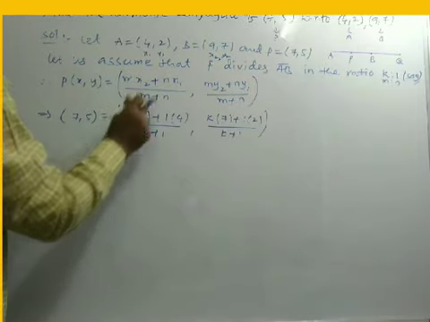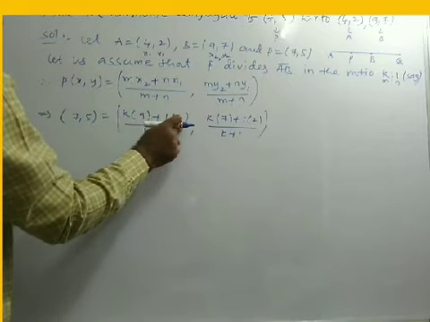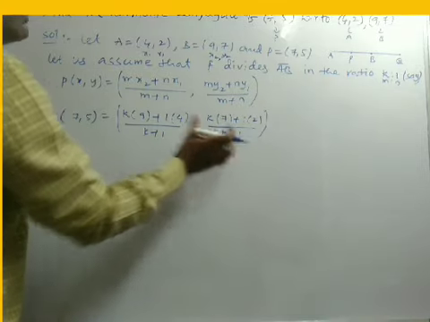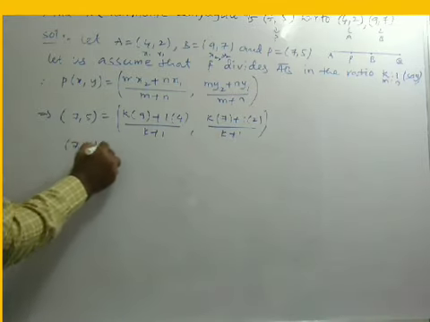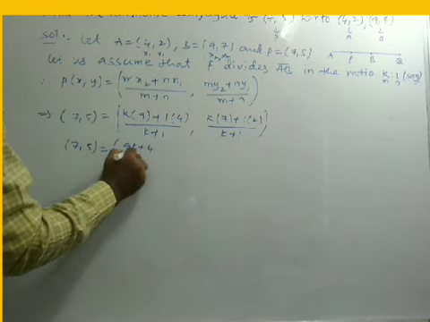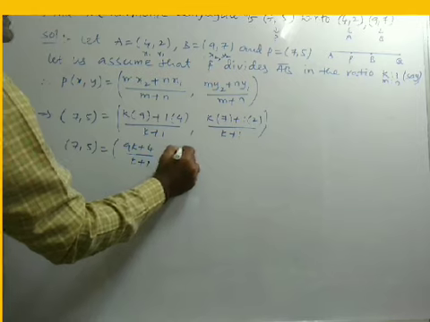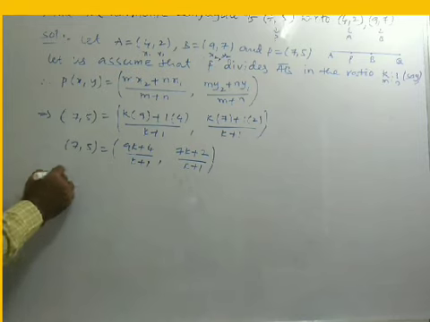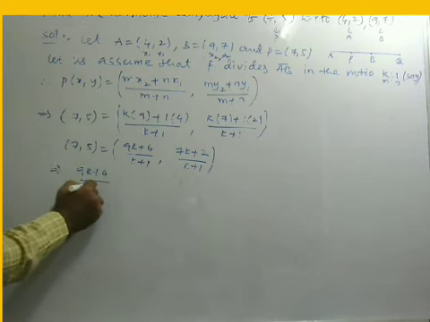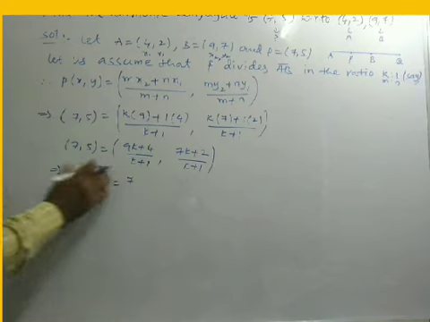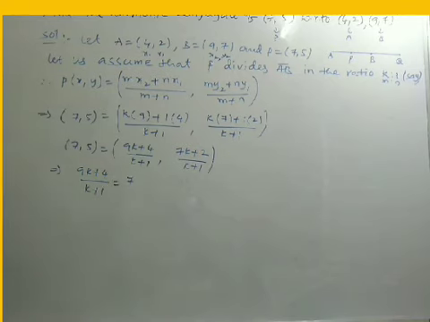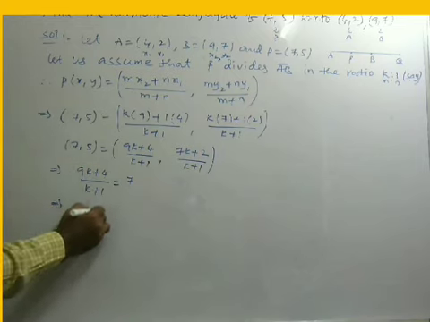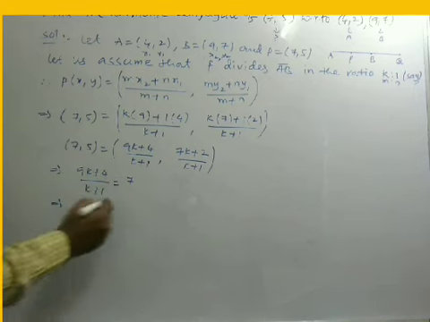k into x2 which is 9, plus 1 into x1 which is 4, by k plus 1. m plus n is nothing but k plus 1. Similarly the y coordinates. Now 7 comma 5 is equal to 9k plus 4 by k plus 1, comma 7k plus 2 by k plus 1. As usual you can equate the x coordinate or the y coordinate, any one is enough because we only need to find the k value. So let me equate the x coordinates on both sides.